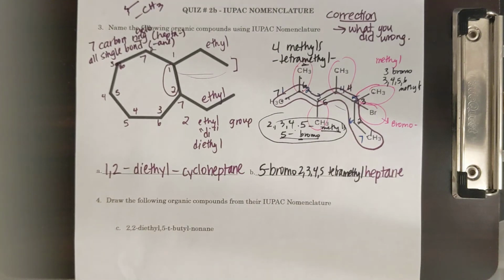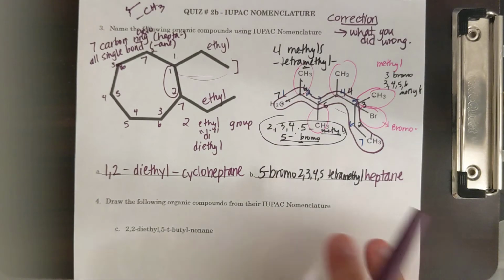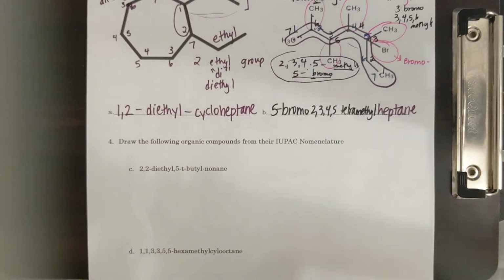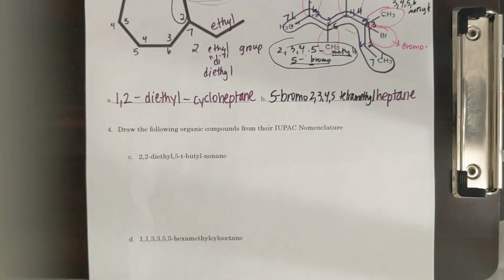All right, so make sure you look out for, some of you used the wrong numbers, you numbered the chain incorrectly, some of you didn't give me the full chain, a lot of you forgot the bromo, don't forget that that's there, okay? All right, so now let's look at the last two. Draw the following organic compounds from the IUPAC nomenclature.